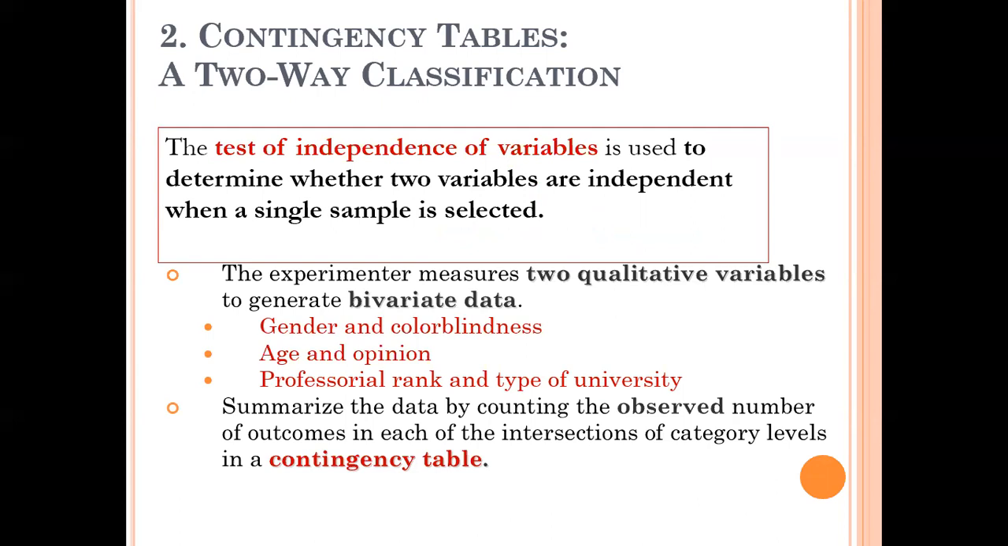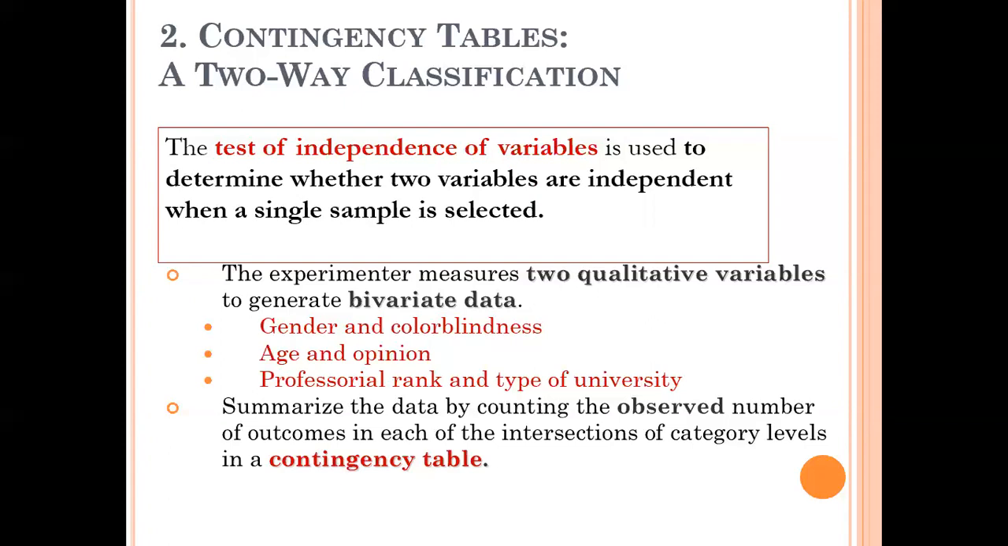So what is chi-square analysis? It refers to the test of independence of variables that is used to determine whether two variables are independent when a single sample is selected. For example, the experimenter measures two qualitative variables to generate bivariate data. What are the two qualitative variables? You can refer back to our first chapter, the introduction to statistics, where qualitative variables were described.